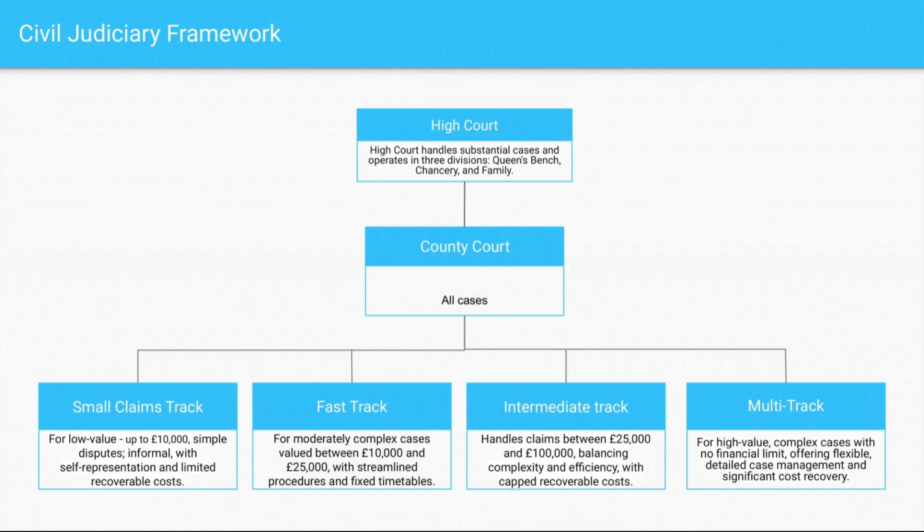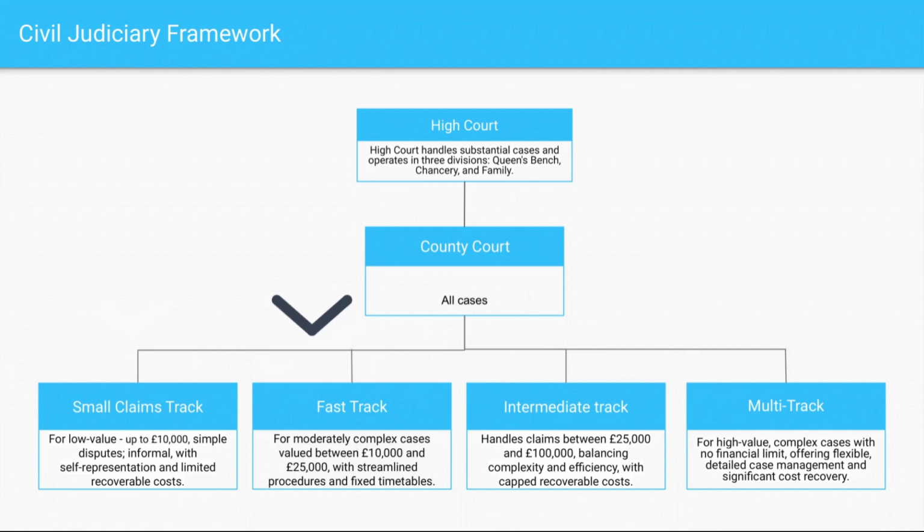Let's explore the civil judiciary framework. The High Court is at the top of the framework. It handles substantial cases and operates in three divisions: Queen's Bench, Chancery, and Family. Below the High Court is the County Court, which handles all cases. The County Court categorizes cases into different tracks based on their complexity and value. First, the small claims track is designed for low-value, simple disputes up to £10,000. This informal track allows for self-representation with limited recoverable costs.